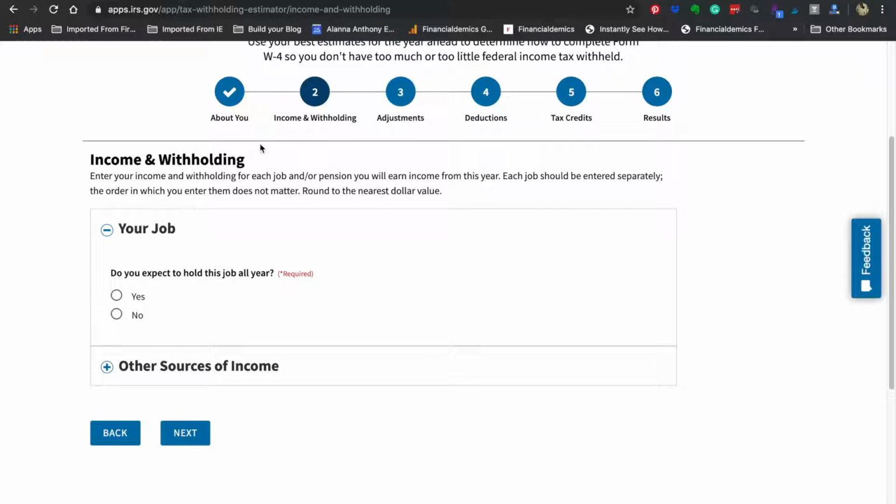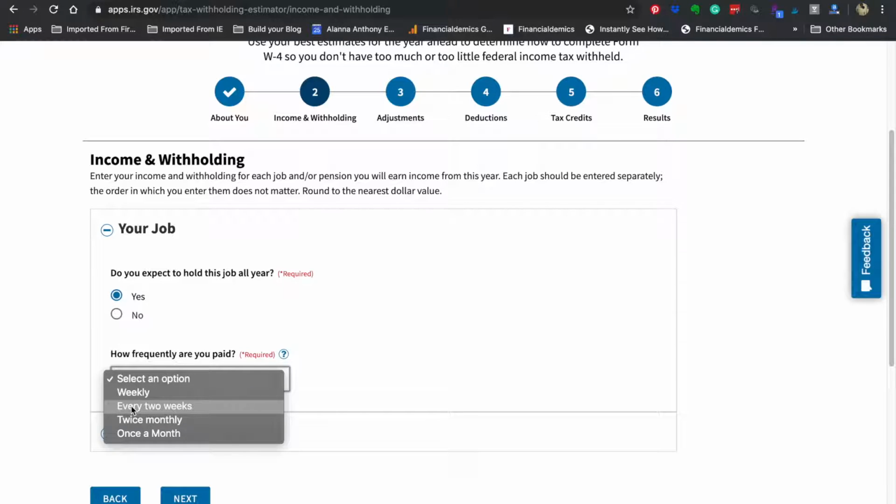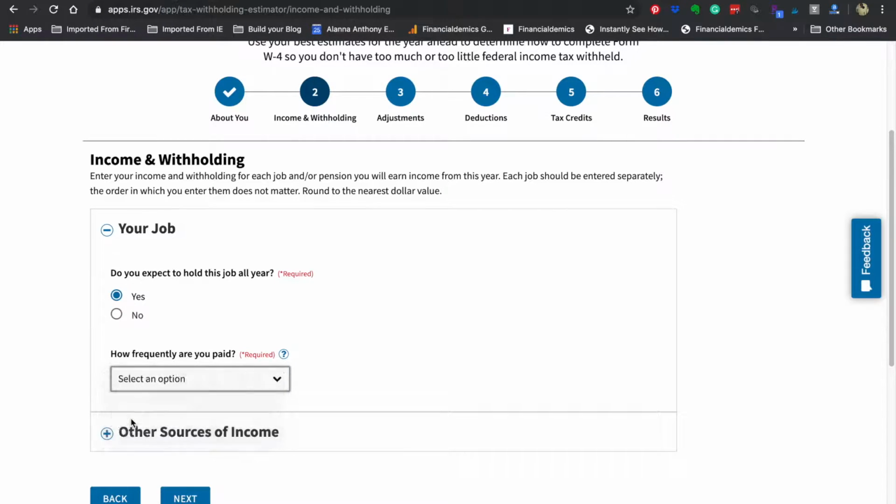And I didn't mention it before, but up here it does have a guide to show you the different sections that you're going to go through. So we're on the second one now. So this person does expect to hold their job all year. They get paid twice monthly.